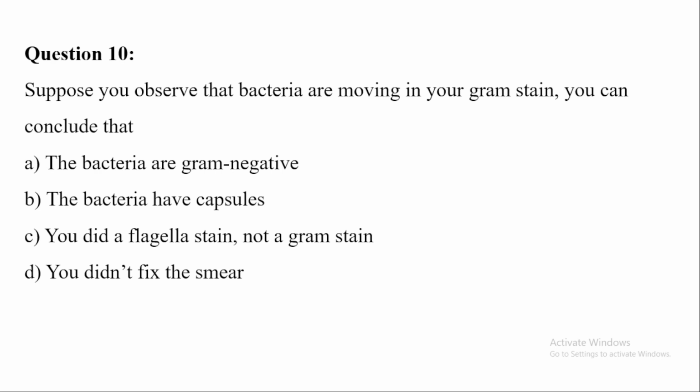So now we have talked about fixing the cells. So you can see what would be the reason for the bacteria moving in your gram stain. I have told you the first step of gram staining is fixing the cells. So if you don't fix the cells properly, you will probably see them moving around under the microscope. That does not mean that the bacteria are gram negative or positive. That can be only determined by the color of the bacteria that is observed under the microscope after gram staining.